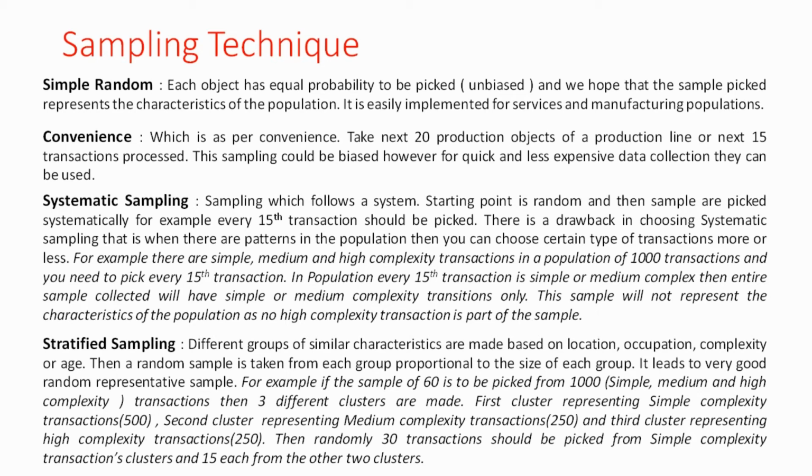First cluster representing simple complexity transactions, which is 500. Second cluster representing medium complexity transactions, 250. And third cluster representing high complexity transactions, 250. Then random 30 transactions should be picked from the simple complexity transactions cluster and 15 each from the other 2 clusters. So I always prefer stratified sampling, as it is a combination of systematic as well as simple random sampling.